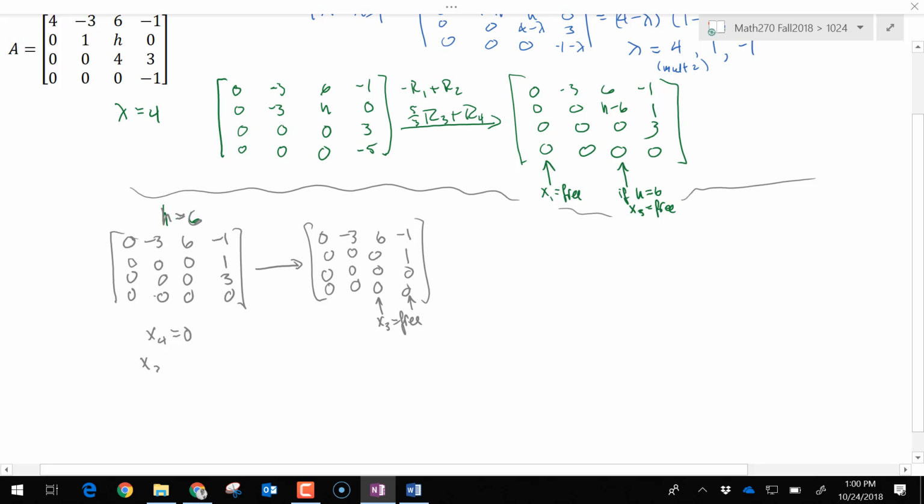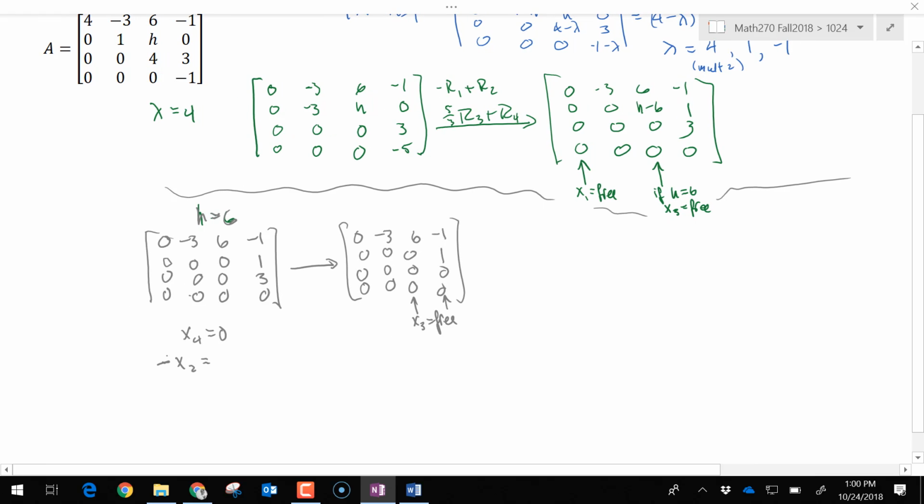x2 is equal to, well, minus 3x2 plus 6x3 minus 1x4 is equal to 0. So x4 was equal to 0, x3 is free, and so we can solve for x2, positive 2x3. Is that right?